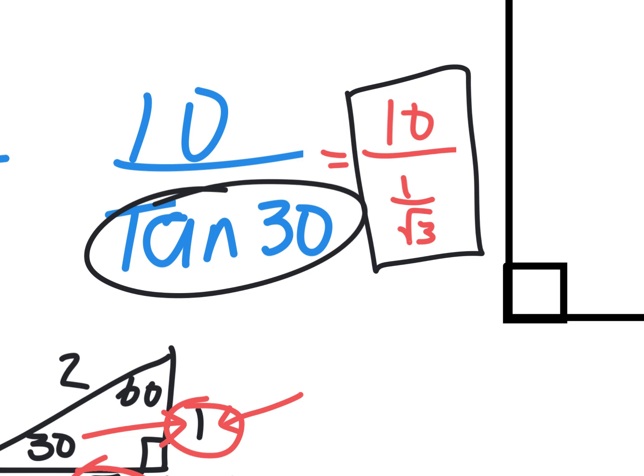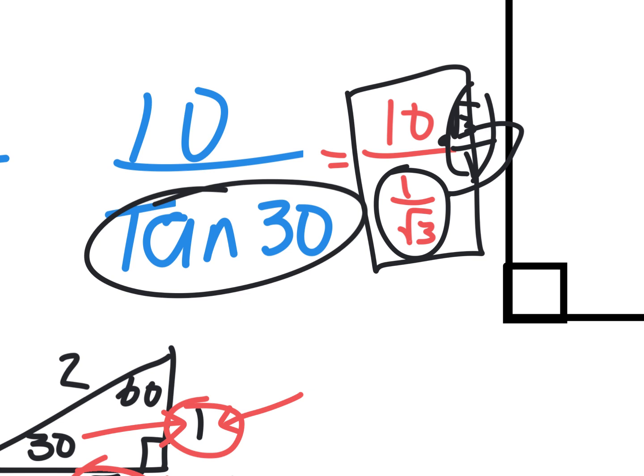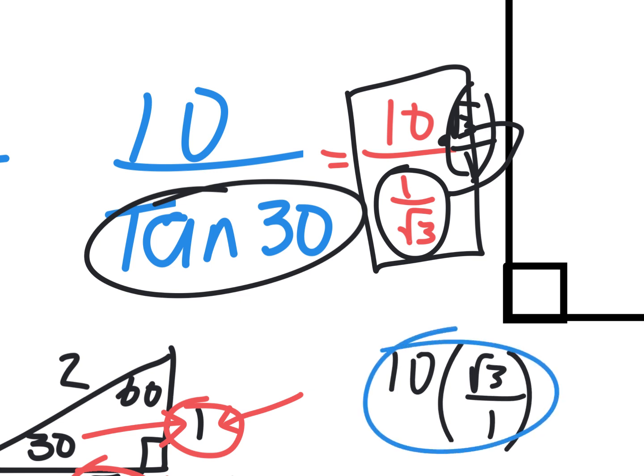So you're supposed to know, oh yeah, this is easy. If you know what's going on, you're going to go, oh yeah, just times it by root 3 over 1 because you flip and multiply. Take that, you flip it over, and you multiply here by root 3 over 1. So now it's 10 times root 3 over 1, because I know how to do fractions. And then it's 10 root 3.